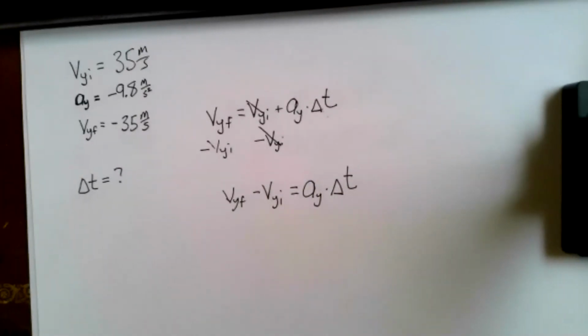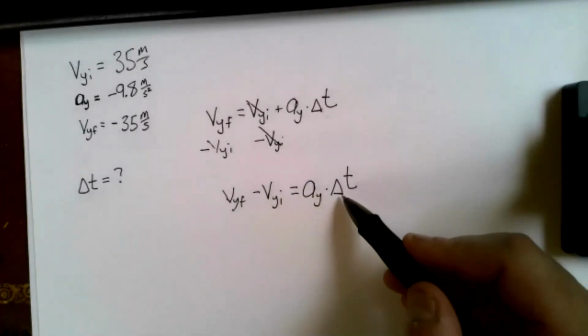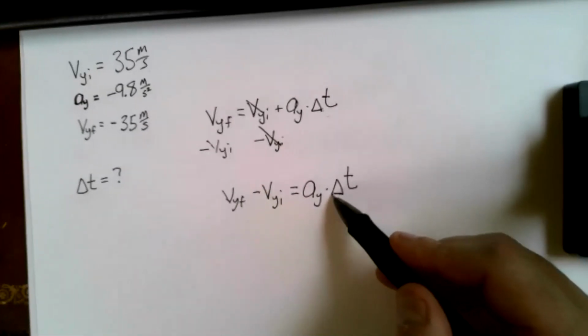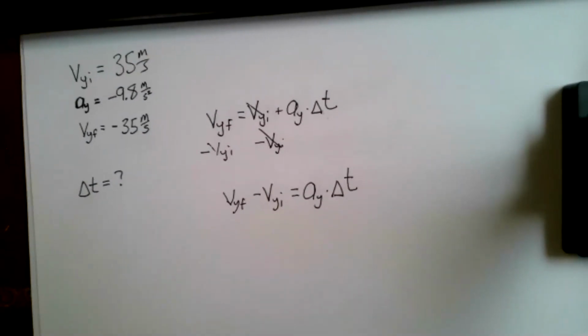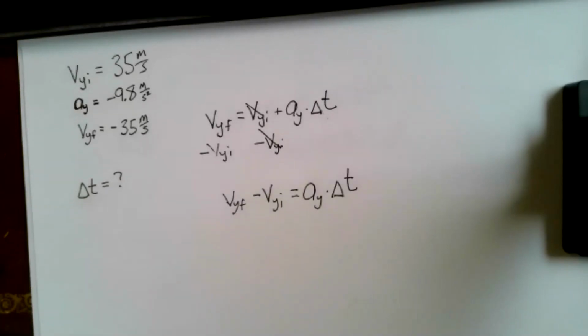And I think everybody should be able to do the last step now. The last thing I need is to make sure the time is by itself. So what's the one more step I need to do to make that happen? Subtract AY.